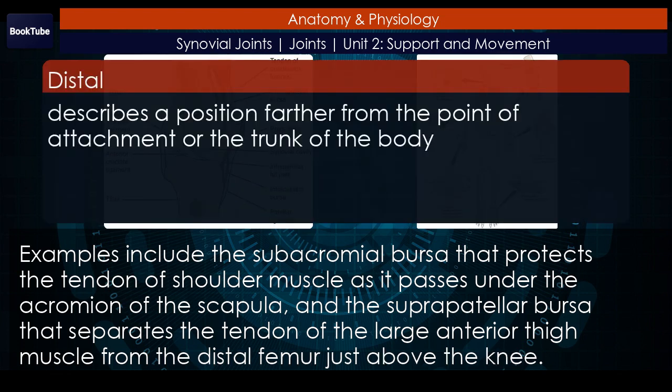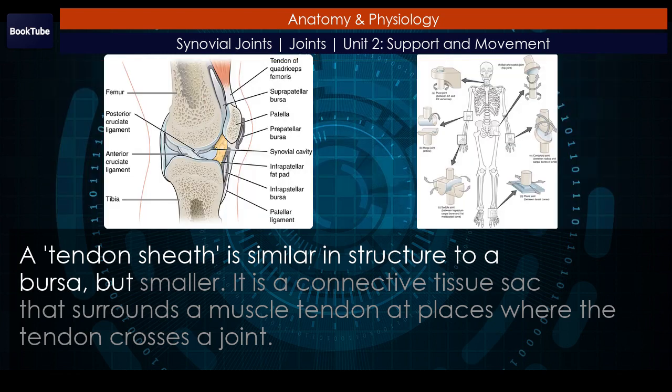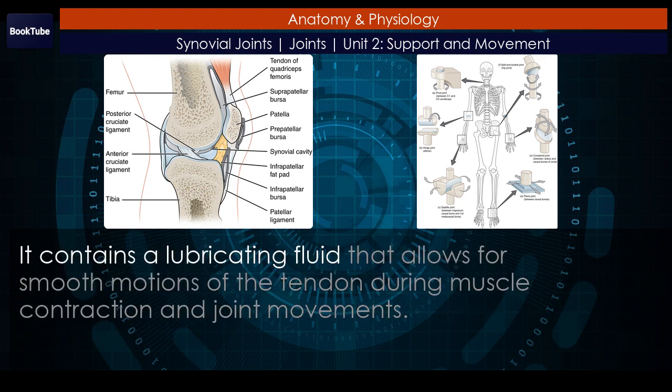A tendon sheath is similar in structure to a bursa, but smaller. It is a connective tissue sac that surrounds a muscle tendon at places where the tendon crosses a joint. It contains a lubricating fluid that allows for smooth motions of the tendon during muscle contraction and joint movements.